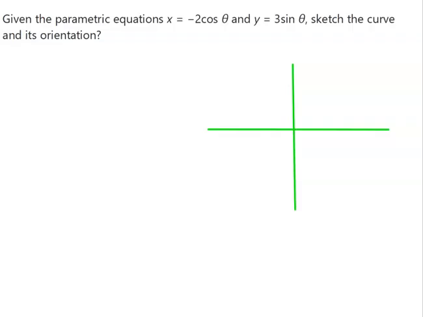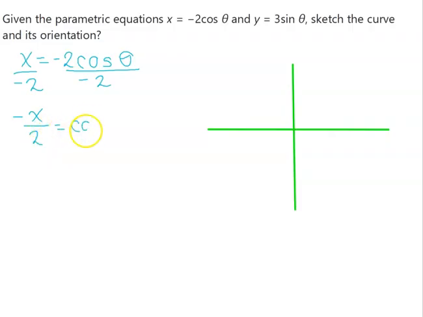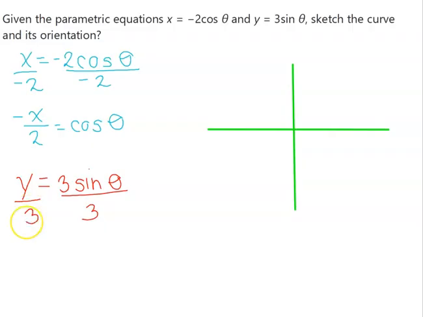So the first step that we're going to do is just to isolate the trig functions. So we want cosine and sine by itself. So I'm going to take x equals -2 cosine of theta, and I'm going to divide by -2 on both sides to isolate that trig function of cosine theta. And then taking the second equation, y equals 3 sine of theta, I'm also going to eliminate that 3 so that I can isolate the trig function of sine theta. So dividing both sides by 3, y over 3 equals sine of theta.